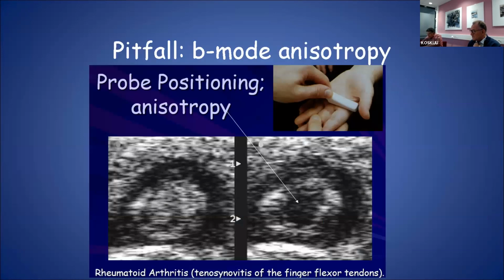And again, this anisotropy. In the left panel, you have the transducer exactly perpendicular to the tendon. But here you have tilted the transducer just 1, 2, 3 degrees. So you see something hollow, it seems, but you have to be careful with anisotropy.